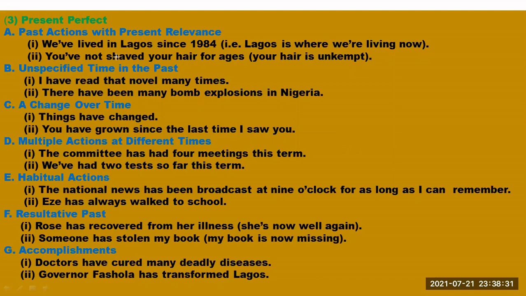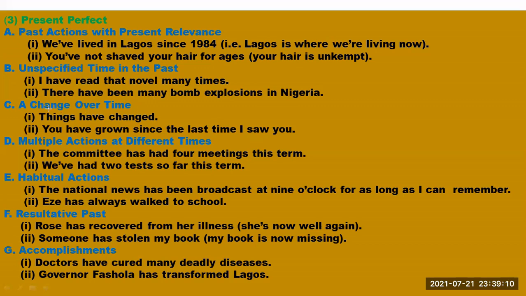Now, you've not shaved your hair for ages. When we make a statement like this, it is likely that the addressee's hair is unkempt. I look at your hair and it is unkempt, and I say you've not shaved your hair for ages. We can use the present perfect tense to talk about unspecified time in the past. I have read that novel many times. The time is not specified. There have been many bomb explosions in Nigeria. The time is not specified.